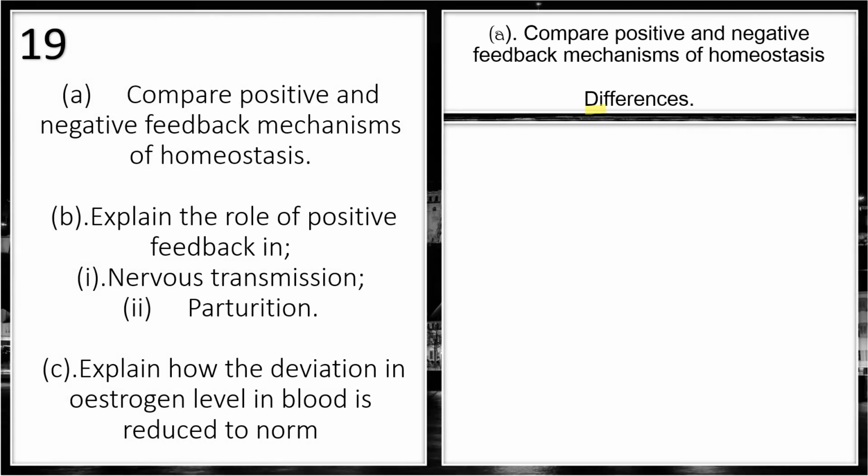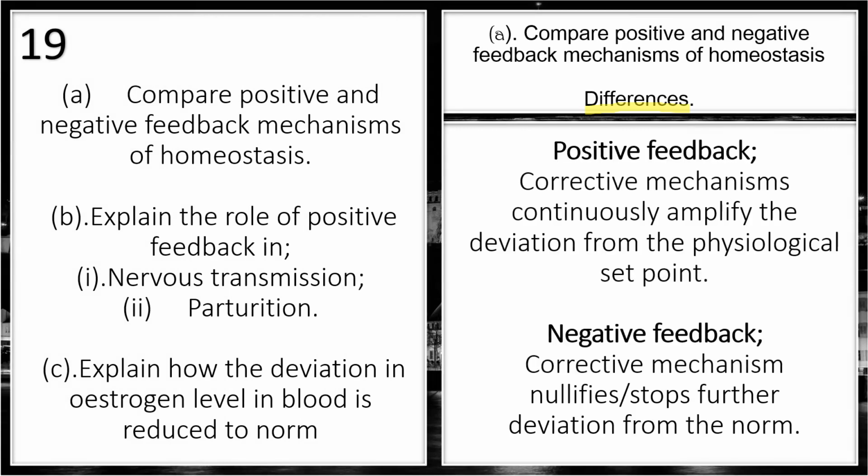Let's now look at the differences. In positive feedback, collective mechanisms continuously amplify the deviation from the physiological set point. In negative feedback, a corrective mechanism nullifies or stops further deviation from the normal.